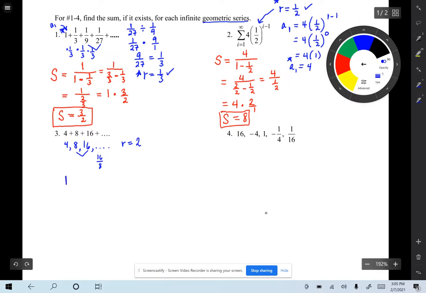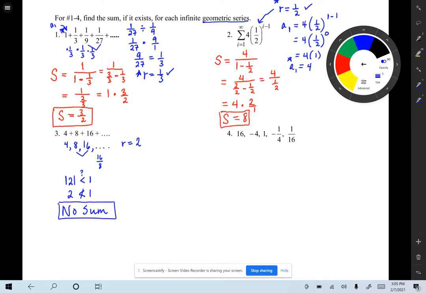Remember, is the absolute value of 2 less than 1? We know it's not. The absolute value of 2 is 2, which is not less than 1. Therefore, you can't proceed with the formula. There is no sum. And our last one here.